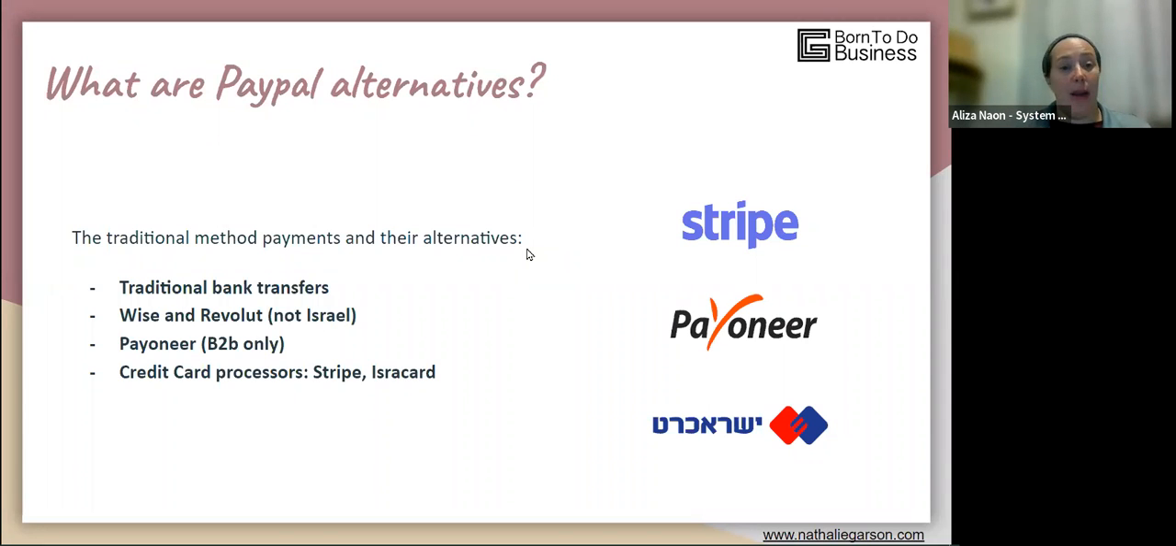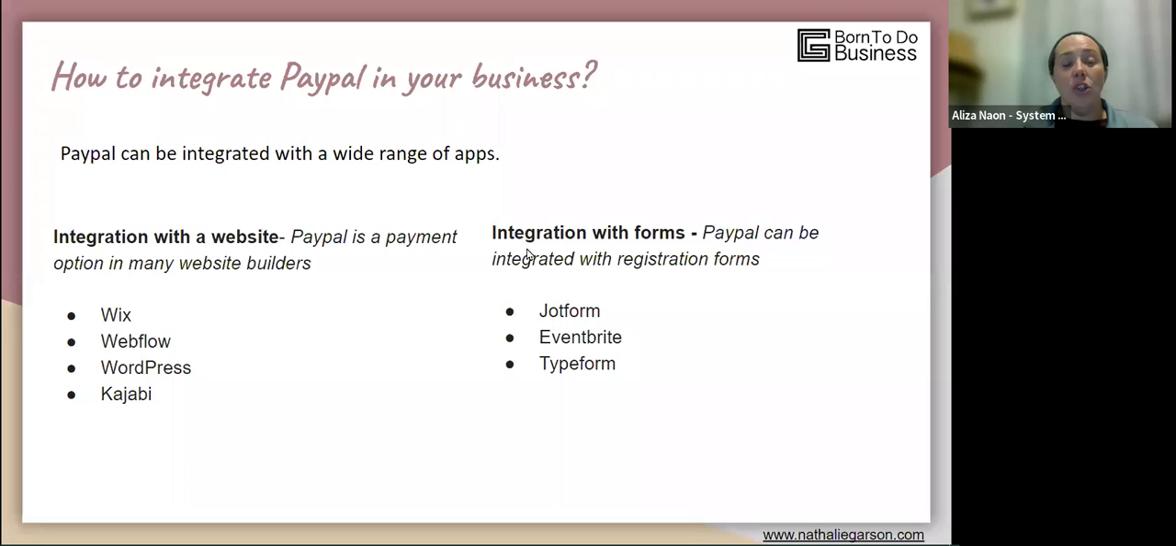The alternative to PayPal is traditional bank transfer, non-traditional bank transfer, such as Wise or Revolut. Revolut is not available in Israel. It's available for the US or Europe, but not for Israel. But it's the same idea of non-traditional bank account, Payoneer, which is for business to business, and the regular credit card processors. How you can use PayPal in your business.